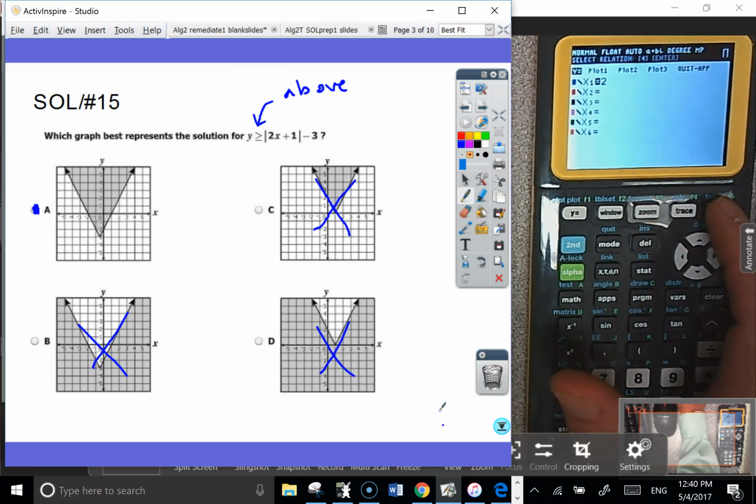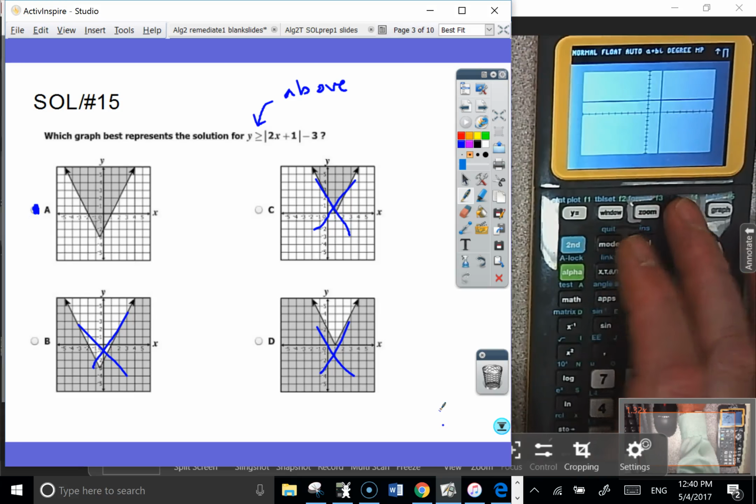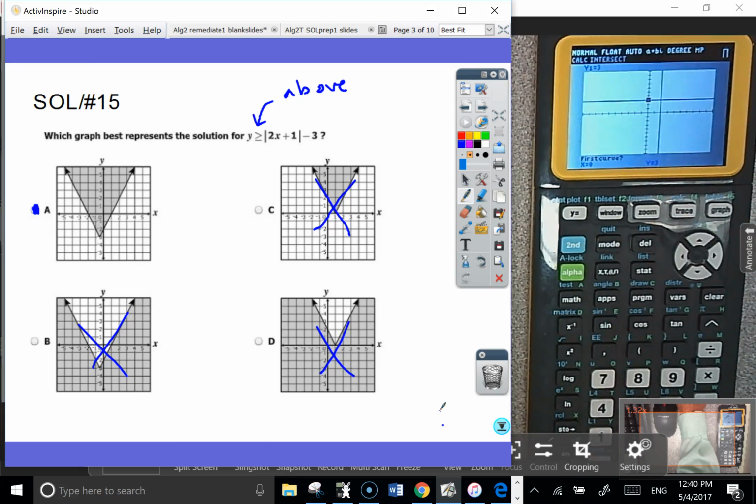Now, you might look at that and say, well, can I now solve a system that's got a vertical line as part of it? And the answer is no. Like if I tried to find the intersection point, second, trace, 5, enter, it doesn't jump to the vertical line. Enter, enter, it just stops. So you couldn't use this to solve a system. But it's a little bit of an improvement. You can do an x equals.